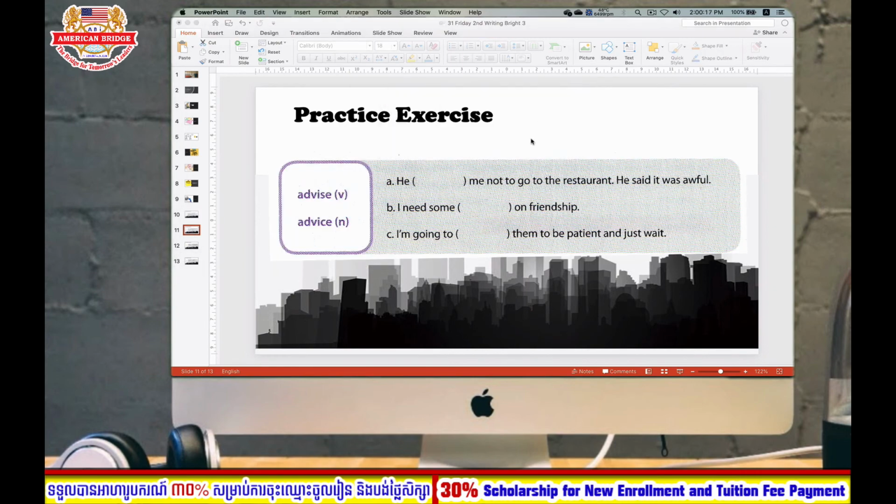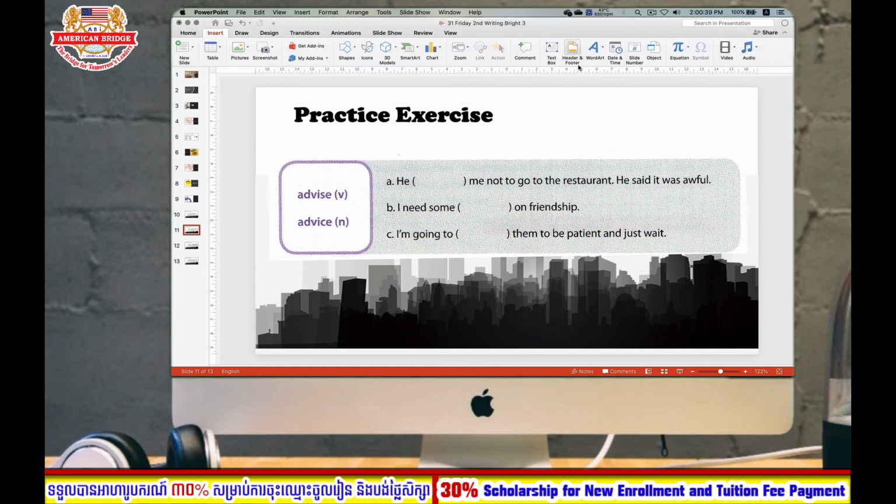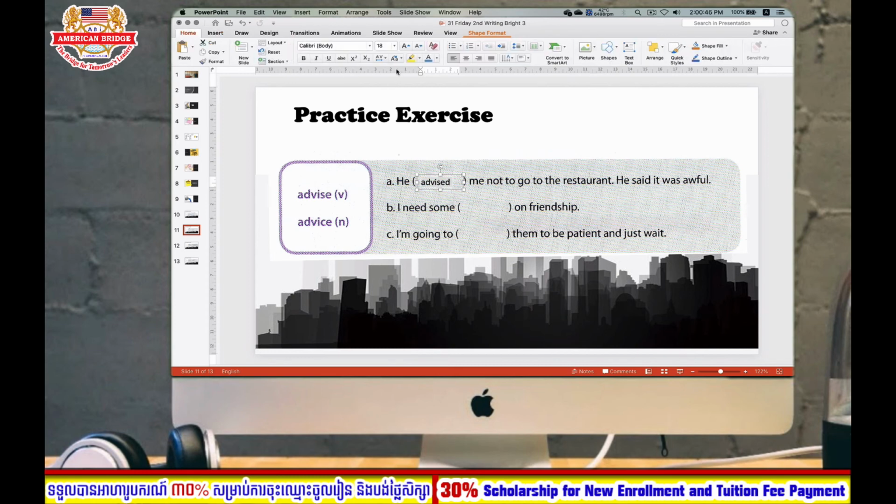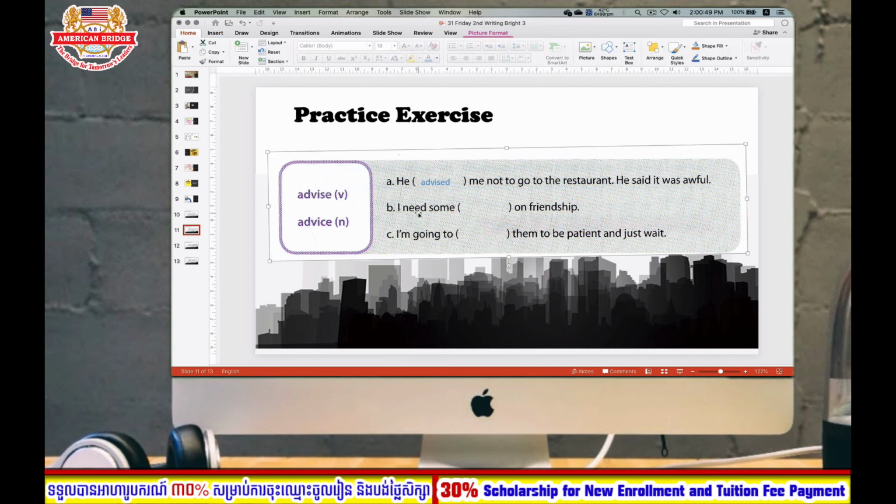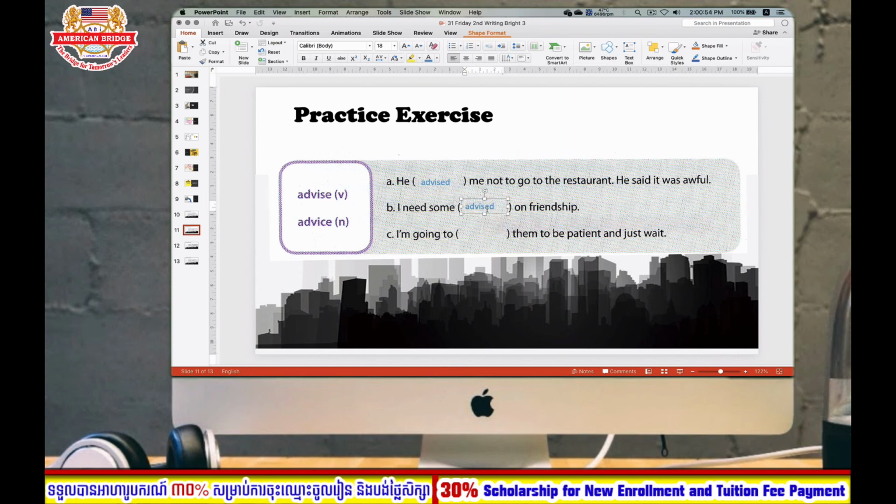And this is the word advice, which functions as a verb and a noun. He me. So he advised me not to go to the restaurant. He said it was awful. So here the word advice should be written in the past tense. So we use the verb in past tense. Okay, I need some. This one, some advice on friendship.